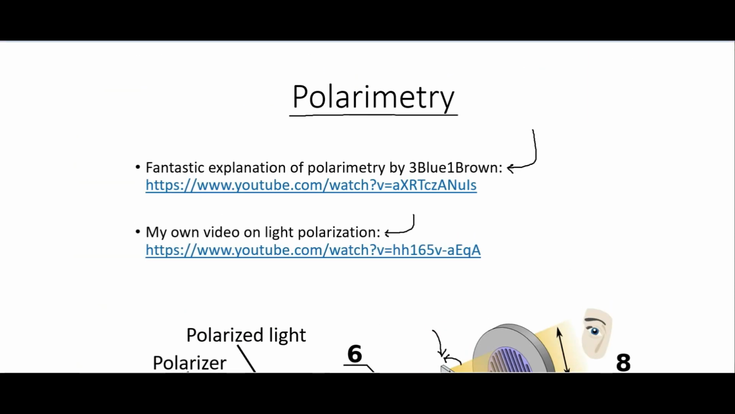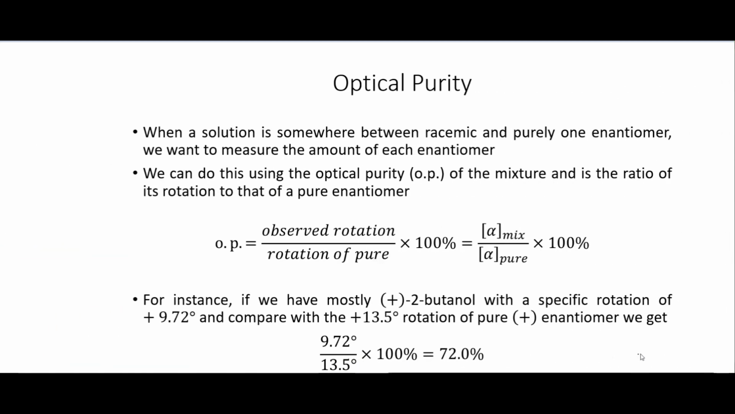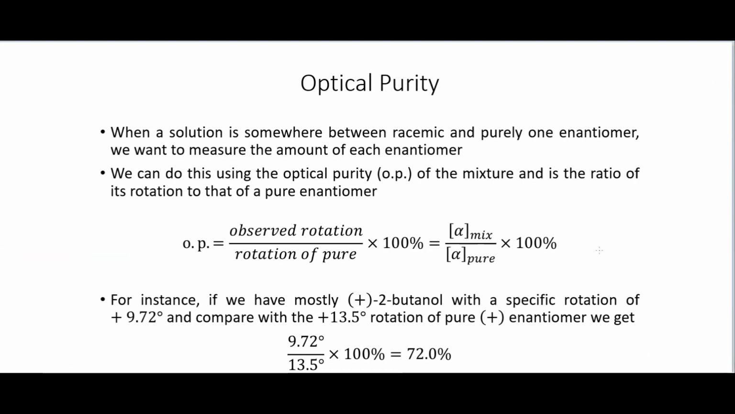All right, so now we're going to get to the other thing, which is looking at how we measure the amount of an enantiomer in our solution. And so we will be talking about optical purity here and enantiomeric excess. So when a solution is somewhere between racemic and purely one enantiomer, so somewhere between 100% one, 0% the other, and 50% one, 50% the other, we want to measure the amount of each enantiomer.